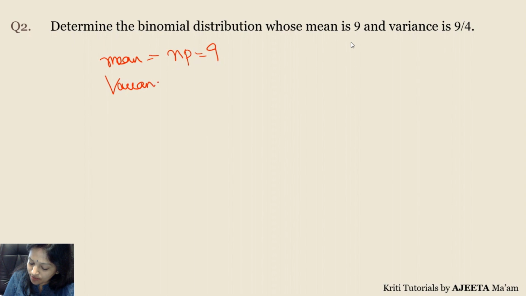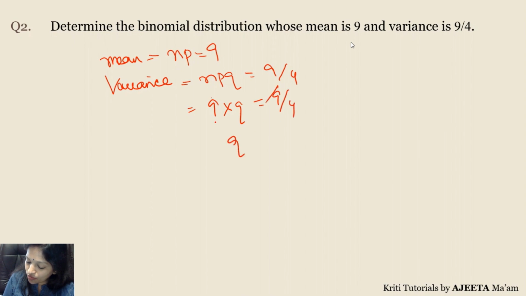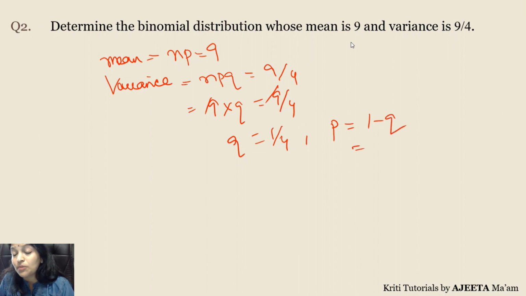Variance means NPQ, which is given as 9 by 4. So let's find Q first. Let's substitute the value. So 9 into Q. So what is Q? 1 by 4. So what will be P? As I told you, the formula that we'll be using a lot is P plus Q is 1. So that is how we use it.